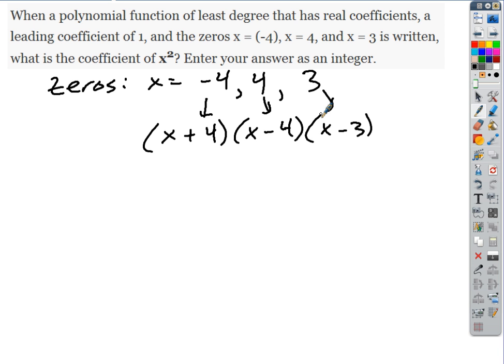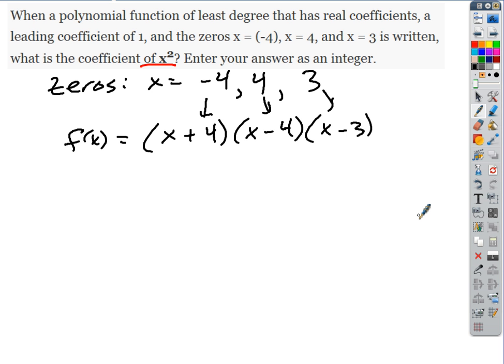And that's our function right there. That's it. But we just want to write it in standard form. And they're asking specifically for the coefficient of x squared. So after we get it all expanded out, what's the coefficient of x squared? Okay, so which of those two, not that it makes a huge difference, but can anybody tell me perhaps a strategy for what two they would expand first?